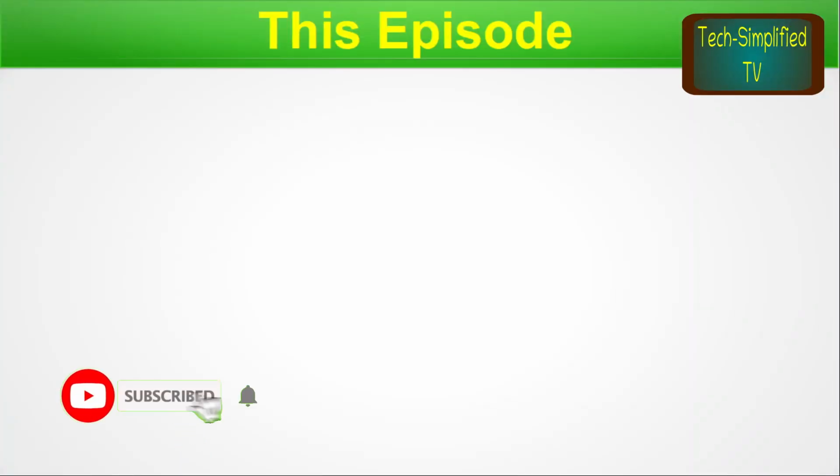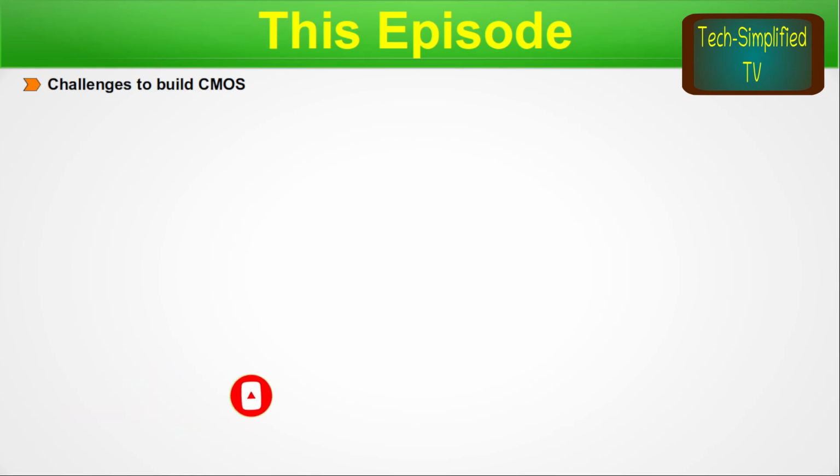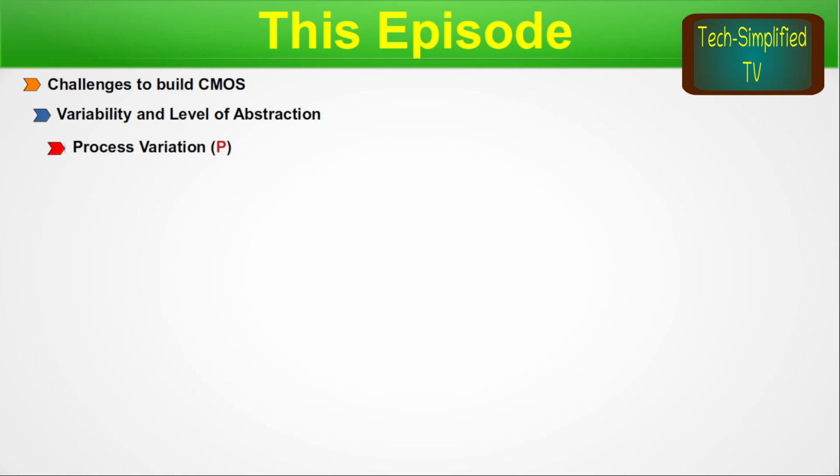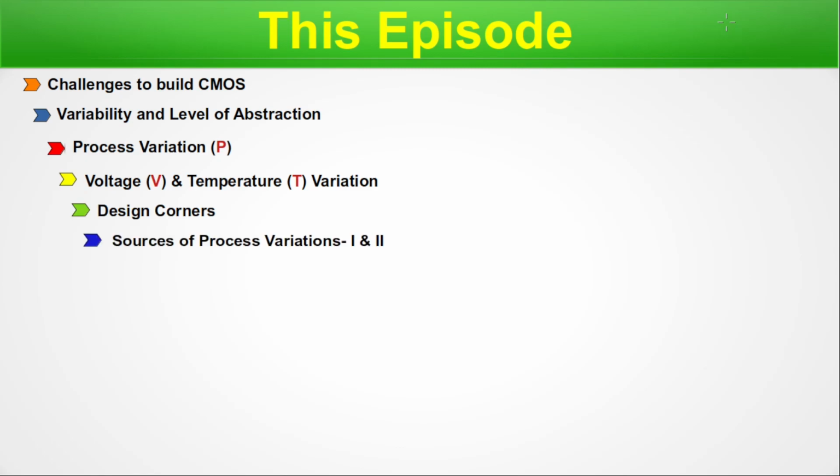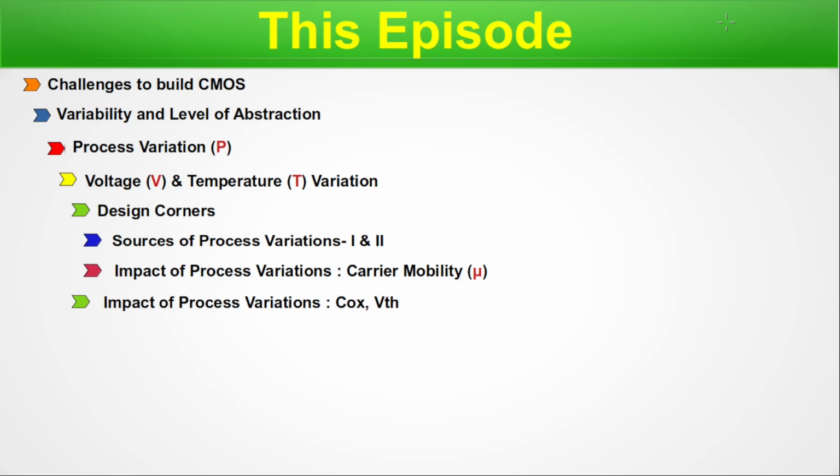Now let's take a look at the pointers we are going to discuss in today's episode. First, challenges to build CMOS. Second, variability and level of abstraction. Next, process variation. Next, voltage and temperature variation. Next, design corners. After that, sources of process variations. There are 2 slides on this topic. After that, impact of process variations on carrier mobility. Impact of process variations on gate oxide capacitance and threshold voltage.